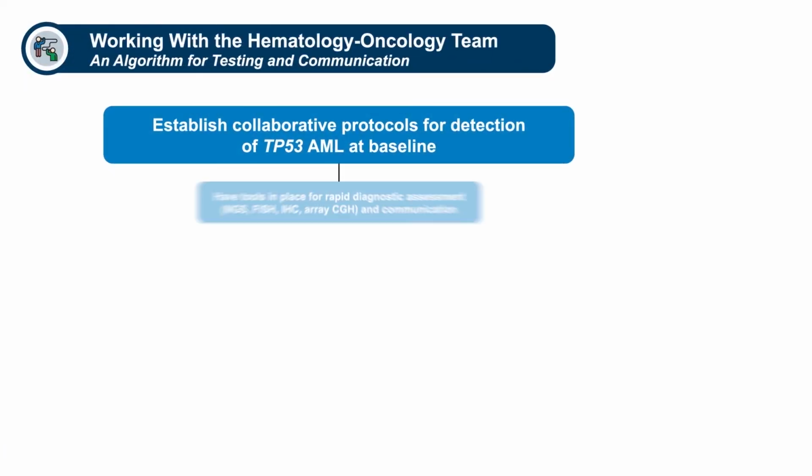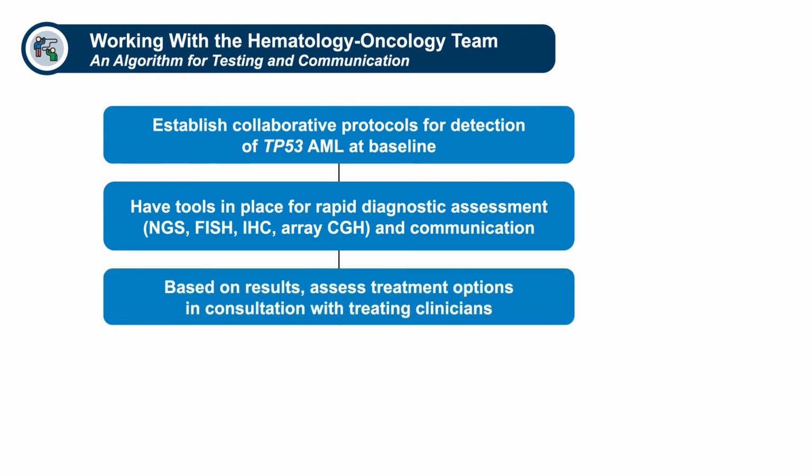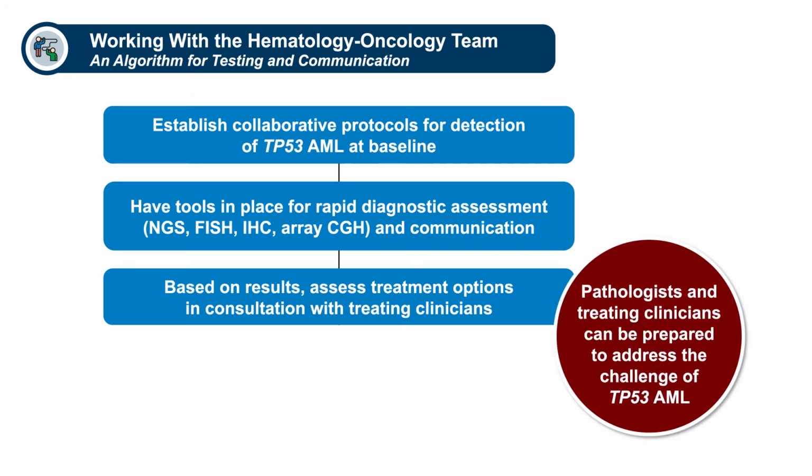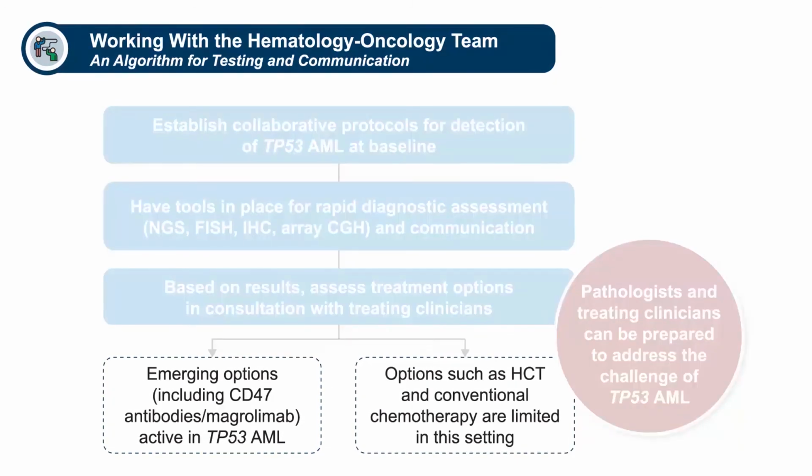As we move forward, it becomes very important to create practice patterns in collaboration with the treating clinicians to detect P53 mutations at baseline in high-risk subsets of AML, and to have tools in place that would allow following those patients up, especially those who undergo treatment with P53 targeted therapies or therapies that preferentially seem to help patients with P53 mutations, such as magrolimab and APR-246.